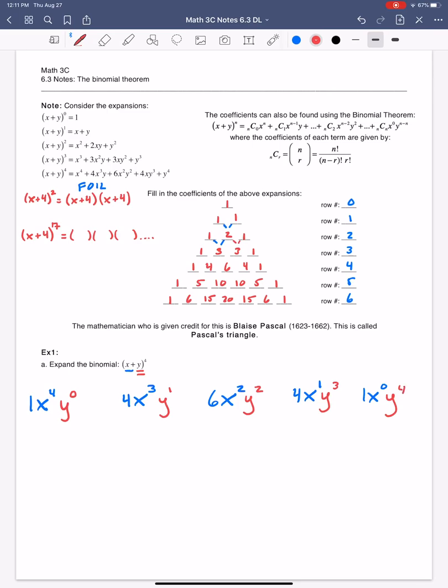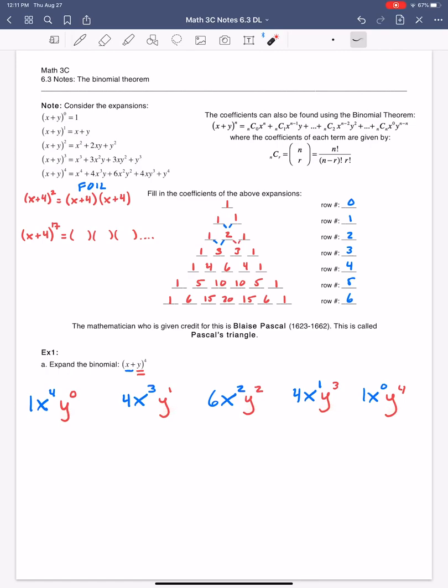So just to recap the steps, everybody. First, we identified the exponent, which was 4. So I'm using row number 4. I placed all of those numbers from row 4 with some space in between. I then wrote the first term, which is x, and I counted down with the exponents there. Then I wrote the second term, which is y, and I counted up with the exponents. And so now we've got all the pieces.